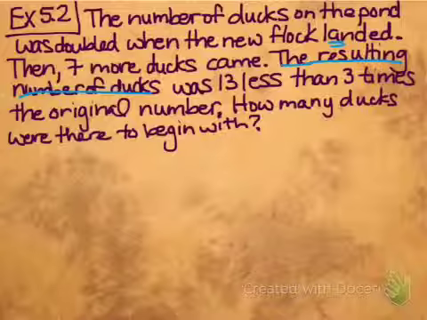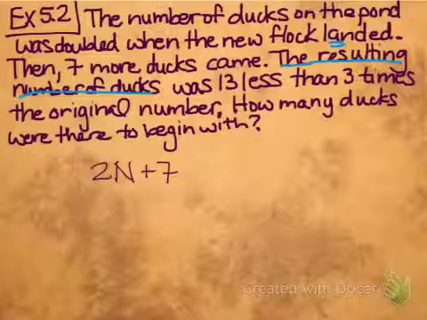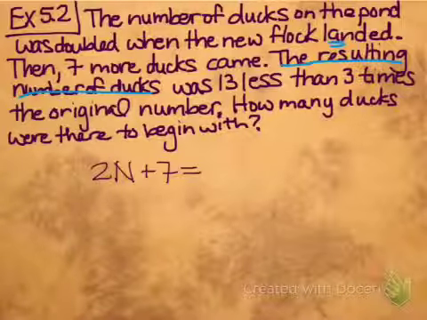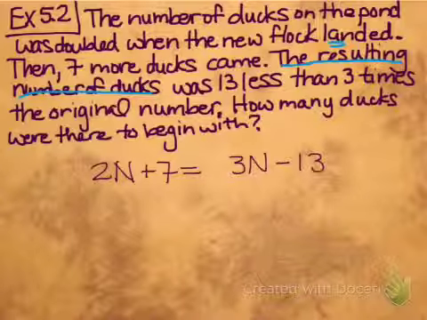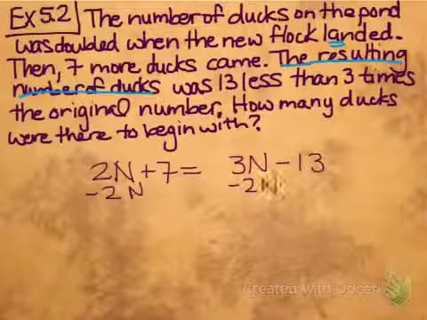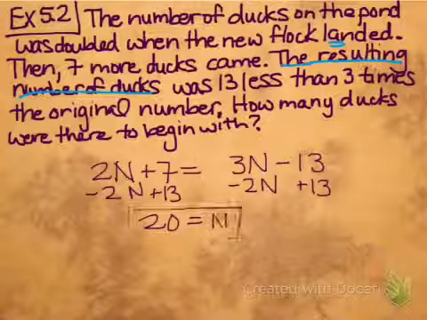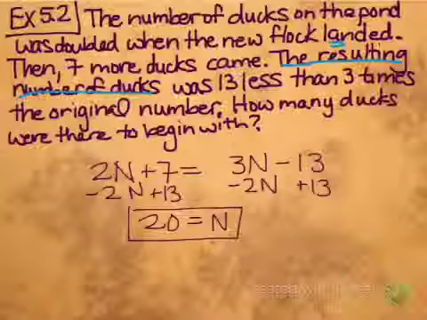So let's start with before. With the before, we have the number of ducks doubled, and then 7 more came. And then the resulting number of ducks, we have an equal sign. 13 less than 3 times the original. So 3 times the original minus 13. Then we just need to solve. So subtract 2n from both sides, add 13 to both sides, and we end up with 20 is equal to the number of ducks.